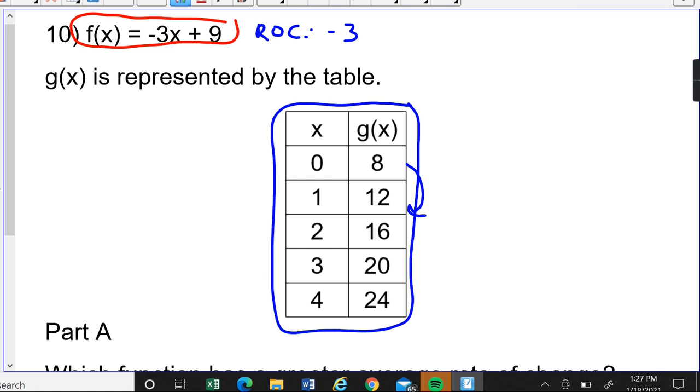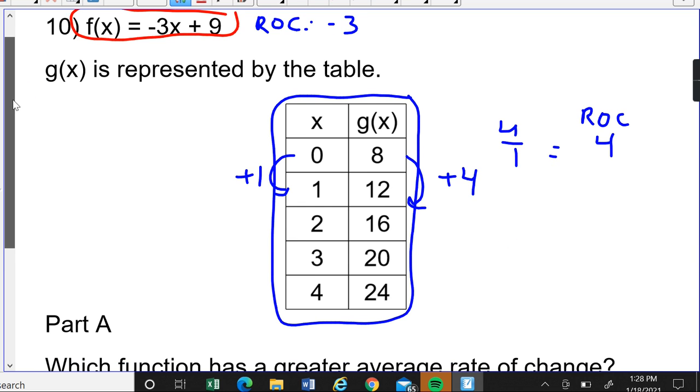As x increases from the first pair of values to the second pair of values, it goes from 8 to 12. That's up 4, and that was on an interval of 1. So rate of change is 4 over 1, just 4, right? So that's the rate of change for g of x.